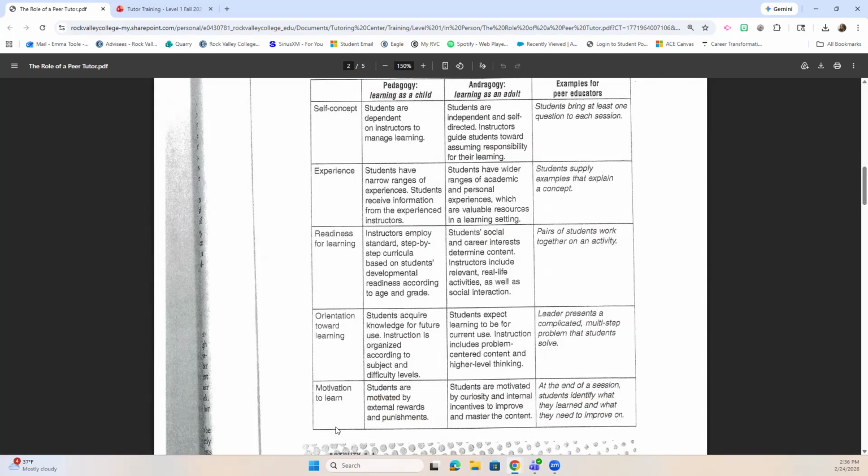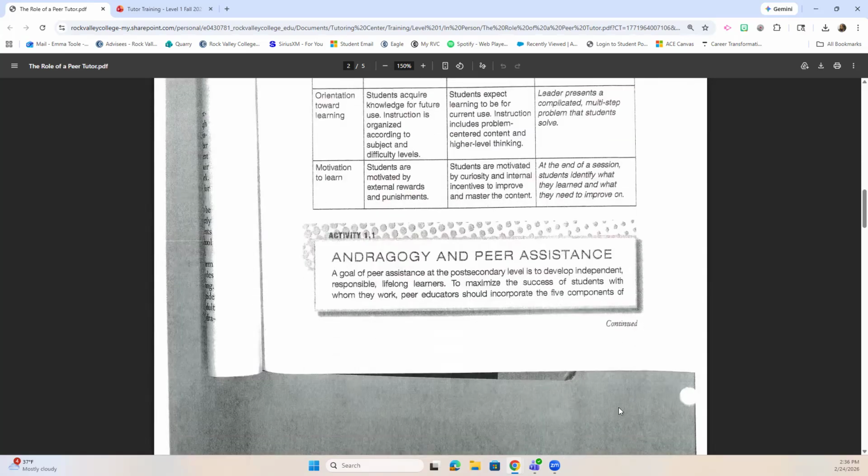And then finally, motivation to learn. For children, students are motivated by external rewards and punishments. For adults, students are motivated by curiosity and internal incentives to improve and master the content. In our example, at the end of a session, students identify what they learned and what they need to improve on. We have an activity that goes with this for andragogy and peer assistance.